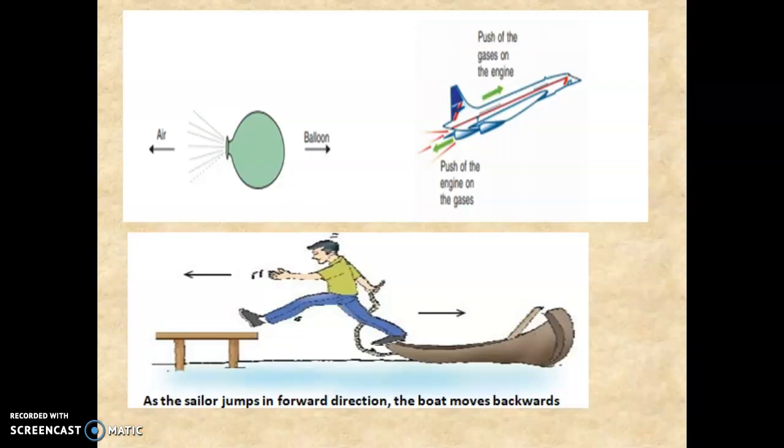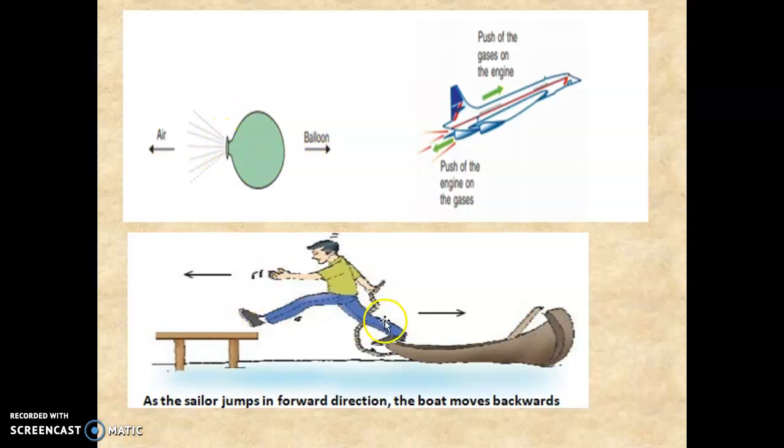Now you can see the diagram. The jet aeroplane is related to the balloon. You can see that this is a balloon. We are filling air in the balloon. When we release the knob of the balloon, what happens? The air will rush out with great speed in this direction. What happens to the balloon? The balloon will move in the opposite direction. You can try this at home.